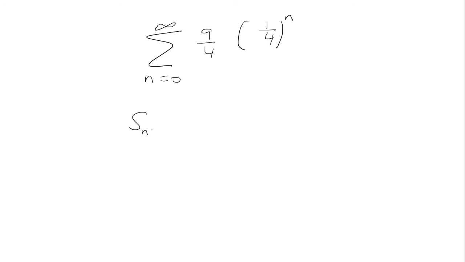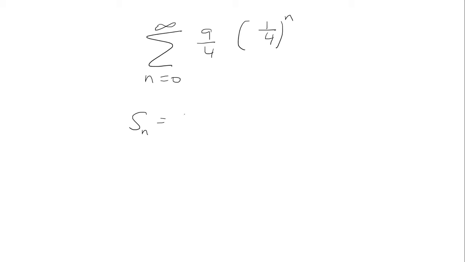We're given a geometric series: the sum from n equals 0 to infinity of 9/4 times 1 over 4 to the n. I want to plot the sequence of partial sums, and then use the graph to estimate the sum of the infinite series, then confirm the answer analytically. So the partial sum, we can write that as S sub n.